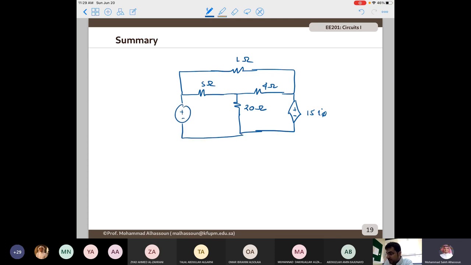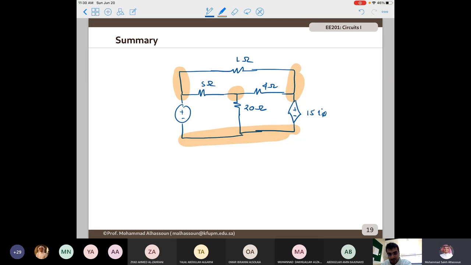If I'm asking you to use the node voltage method, the first thing that comes to your mind is to identify the number of nodes. So you have essential nodes. You have this one. So you have 4 essential nodes. You set one of them as a reference node. And from that, you need to apply 3 voltage equations.